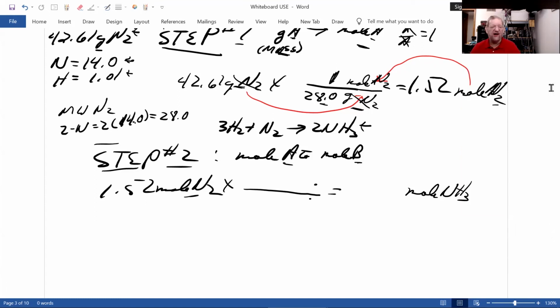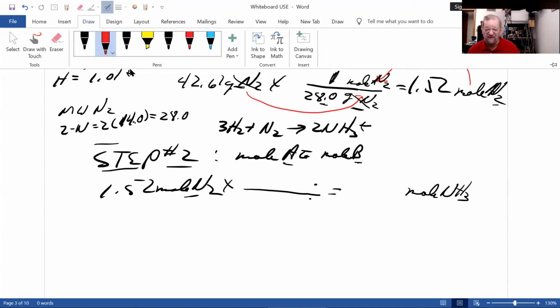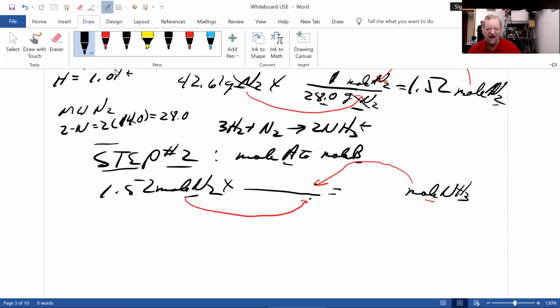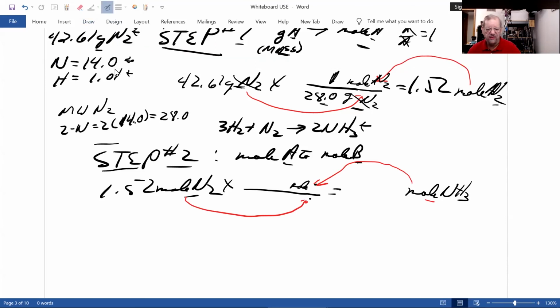So it's time to use your good buddy, your good friend, unit analysis. Remember, I'm going for the Guinness Book of World Record, saying that the most times in one semester, whatever you're trying to get to goes on top. Whatever you're trying to get rid of goes underneath. On top, we want moles of ammonia. Underneath, we want moles of nitrogen.